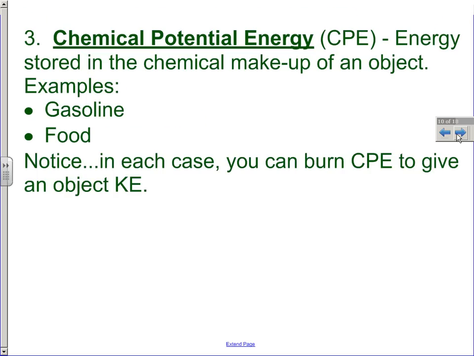This is a little bit sloppy, but basically you can store energy in the chemical makeup of something, and then as you burn it, convert it to kinetic energy, right? Like gasoline, for example. You're storing energy in your gasoline. When you burn it, it makes the car go. Similarly, humans store energy in food, right? You eat your Cocoa Puffs for breakfast, and then you use the calories, the energy in that food to make you move and think and do stuff.